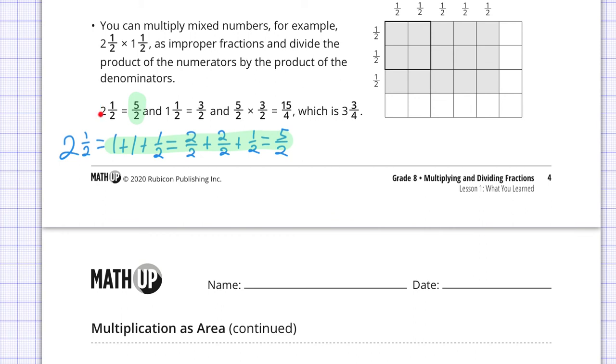But you can take the whole number, multiply it by the denominator, and then add the numerator. So I go 2 times 2 plus 1 is 5. Here I would go 1 times 2 plus 1 is 3. So now we have our improper fractions, 5 halves times 3 halves. And now all we have to do is remember we can just multiply our numerators and our denominators. 5 times 3 is 15, 2 times 2 is 4, and then we simplify.